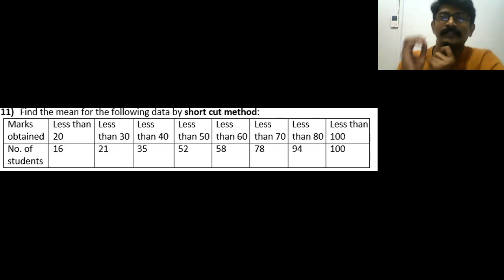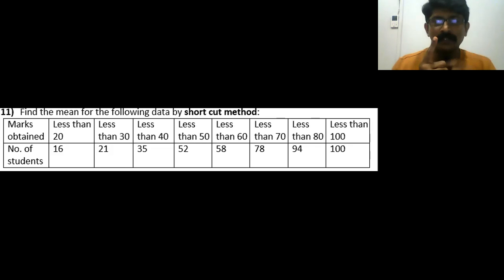Now students, it's time to teach you some application based sums on this mean. There are 3 to 4 application based sums. One would be when the histogram is given, find the mean. Then, when less than or more than frequency is given, that means the cumulative frequency is given, at that time calculate the mean.